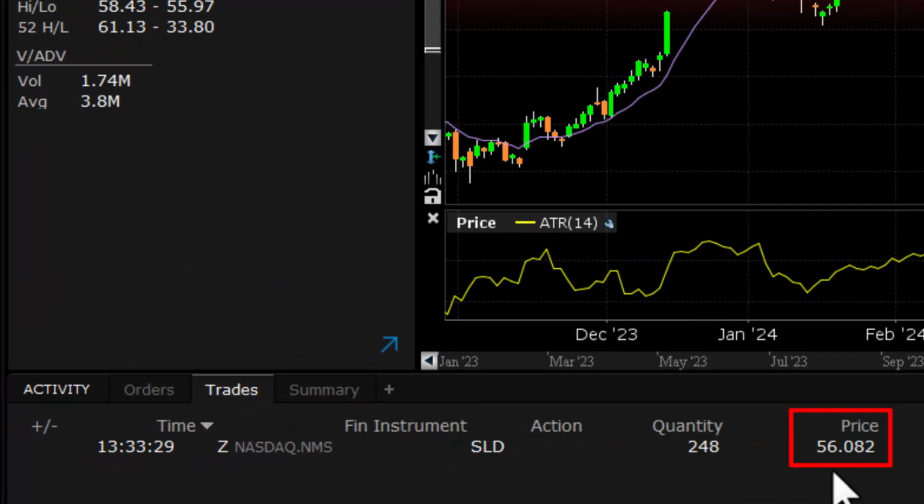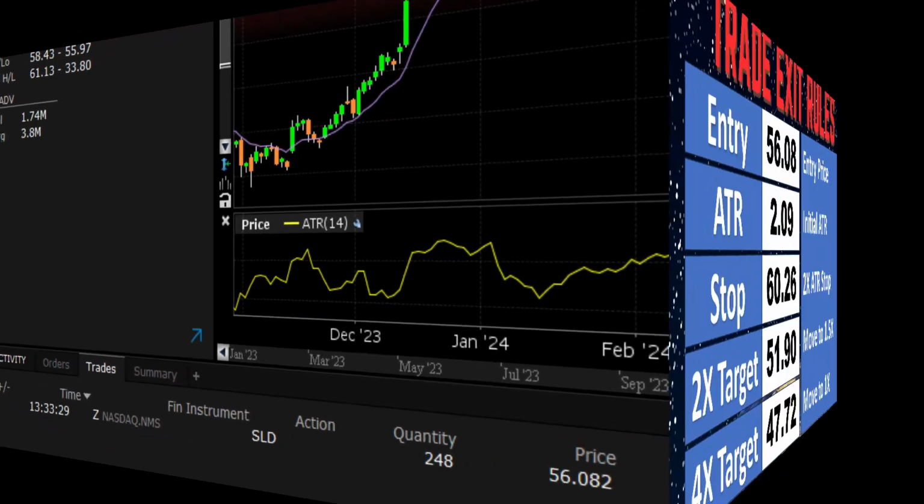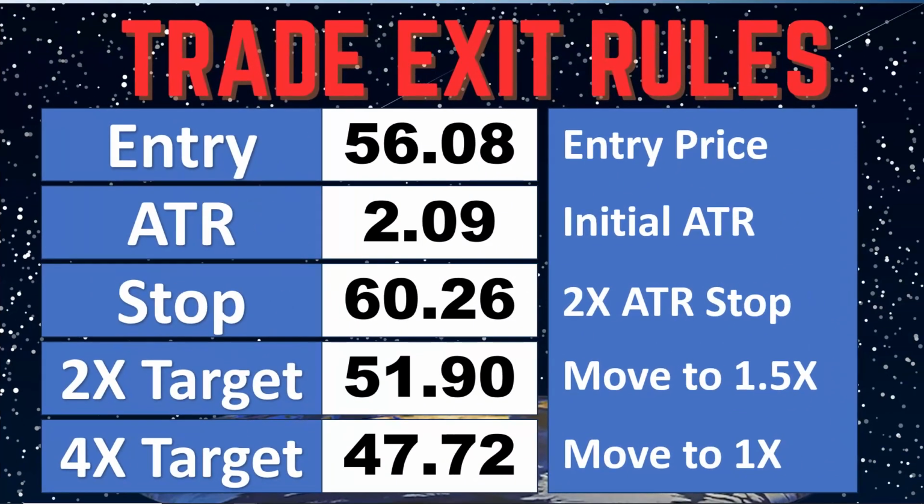What is our fill price? Our fill price was 56.082. We're just going to round that down to 56.08. So let's update those numbers, and we'll wrap this up. We were filled at 56.08, so we've got all these updated numbers.